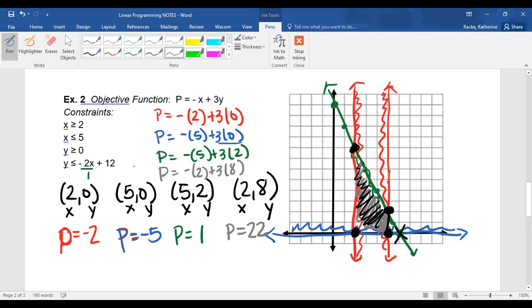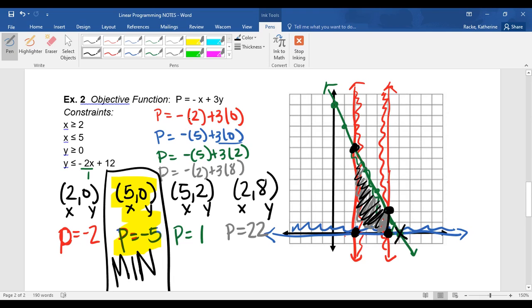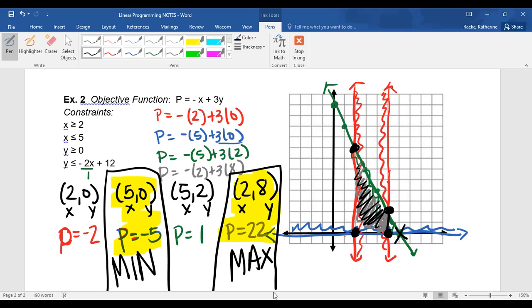So our smallest number is right here. So this is where our minimum is going to be. Okay, and then our largest number is right here. So this is where our maximum is going to be. And that has followed all of our steps, and that is how you complete example 2.